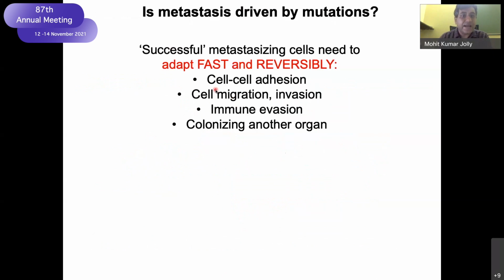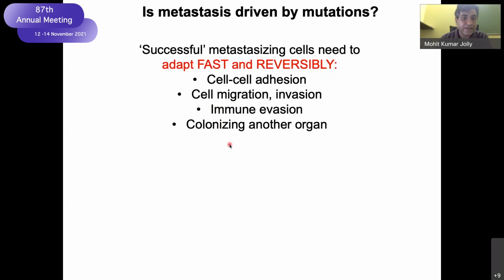Now, these adaptations need to be reversible because the environment can change back anytime, and they need to be fast. They cannot wait for cell division to happen, which usually happens once every 24 hours for these cells. The typical time for which these cells stay in circulation is of the order of a week, so they only have 4 to 5 cell divisions to make any changes.